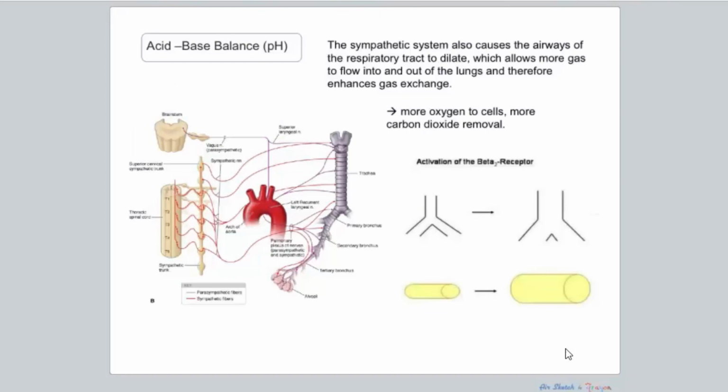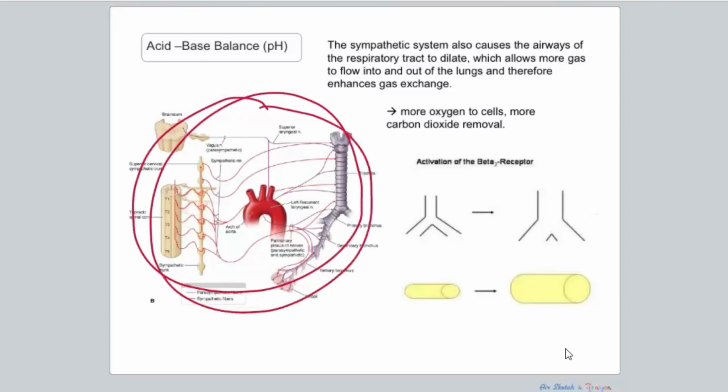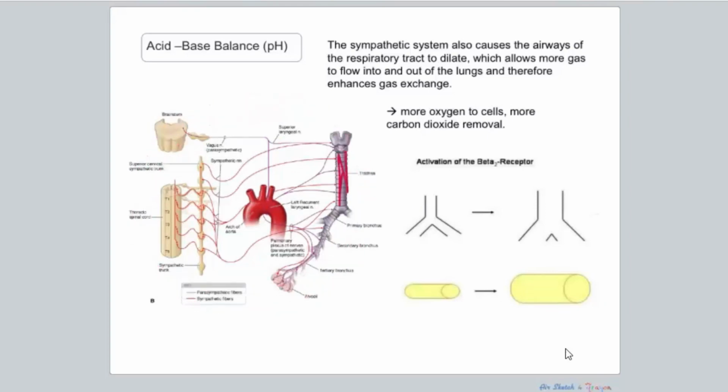Acid-base balance, what are we going to do about that? So the body becomes acidic during exercise. And this is the sympathetic nervous system innervation of the respiratory system. This is the respiratory tract, that's the trachea. These are the branches in the lungs.